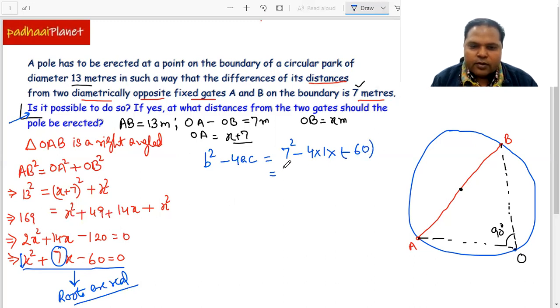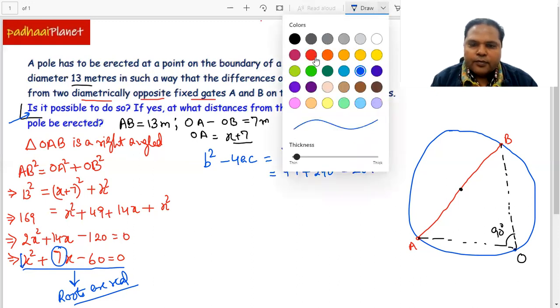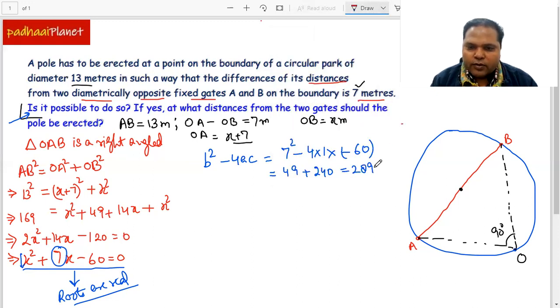Now let's further simplify it. This is 49, 49 plus 240. So that's 289. Now this is positive and this is more than 0.